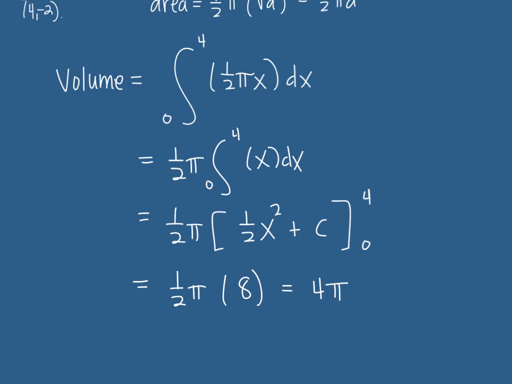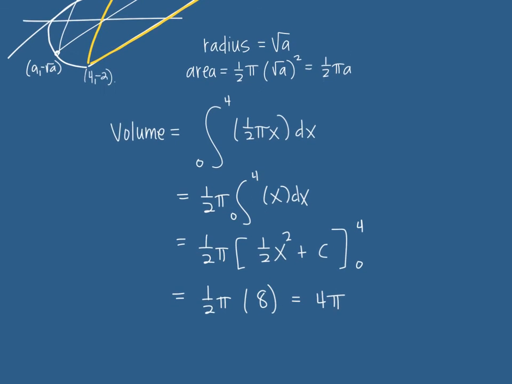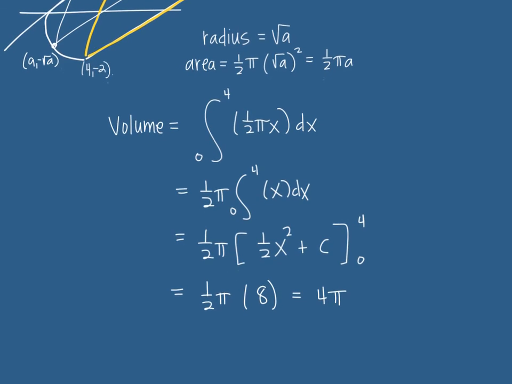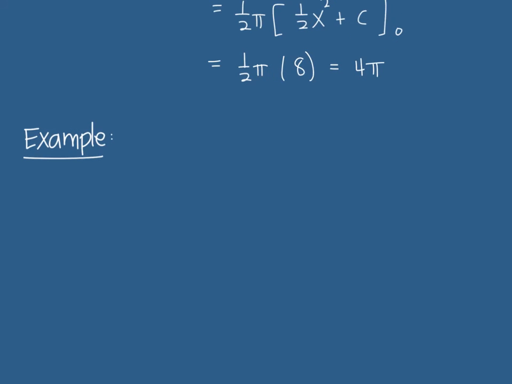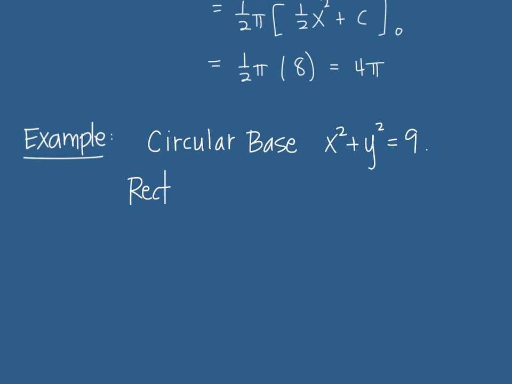All right, last example. Any questions so far? All right, I'm going to change the base on you. Circular base, x squared plus y squared equals 9. Rectangular profile, cross sections.